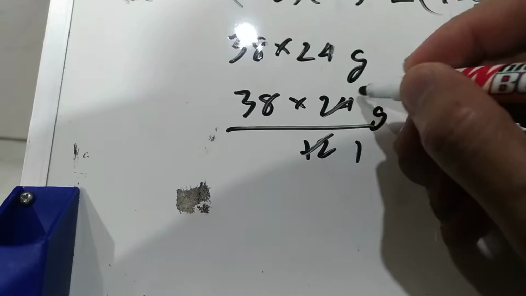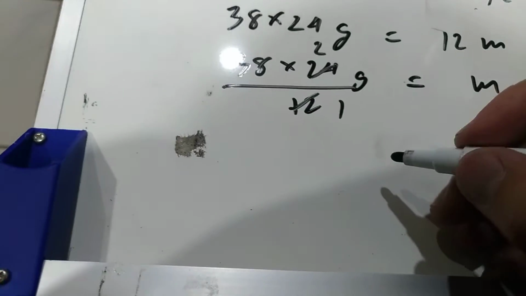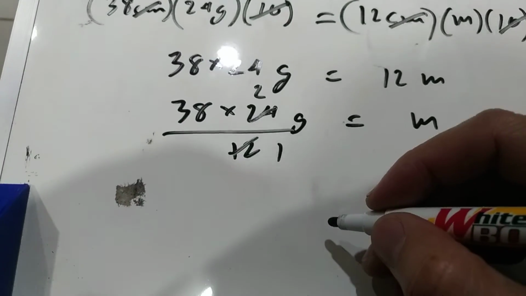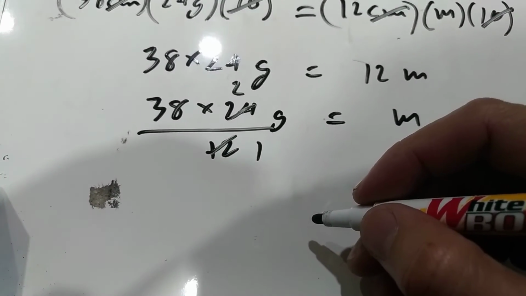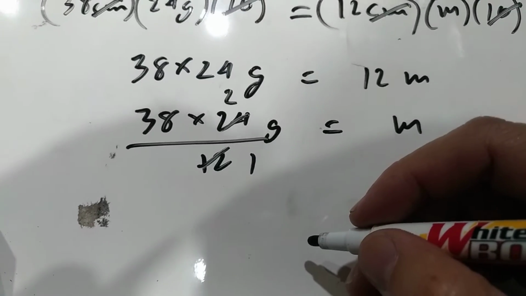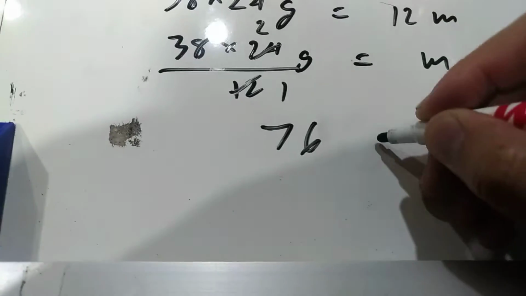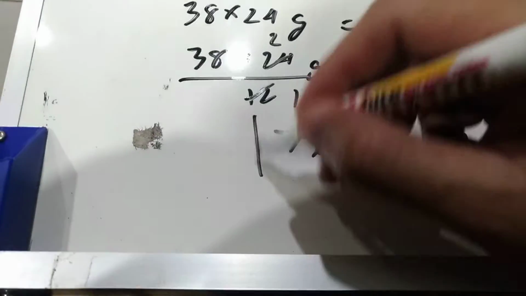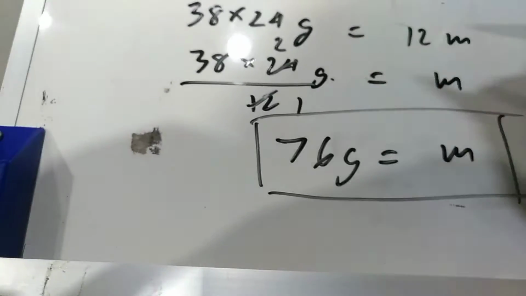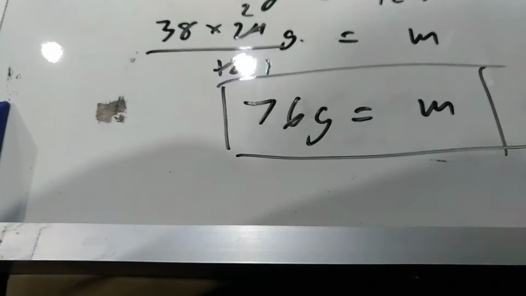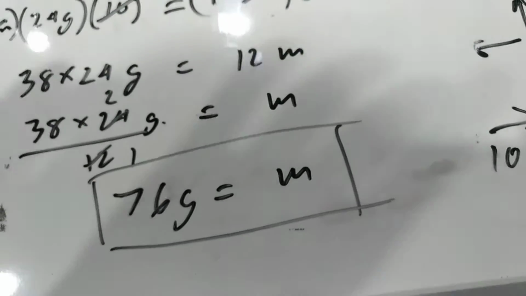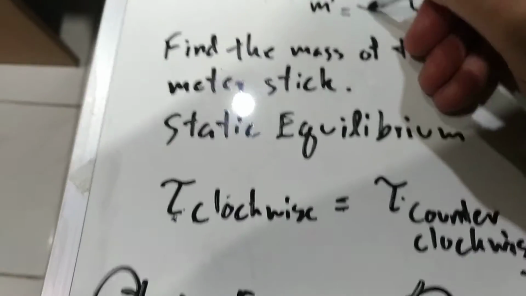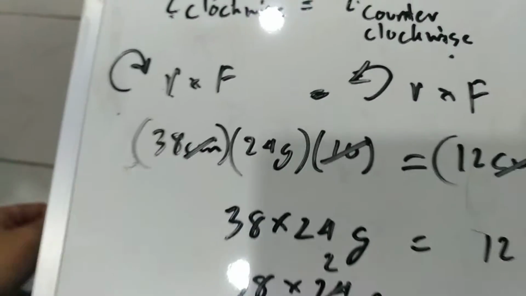12 goes into 24 two times, 38 times 2, which will be 76 gram. So you have gram left right here. So 76 gram. Okay, 38 times 2, that should be 76. All right, so that's the answer. So m equals 76 gram. So it's pretty easy actually.